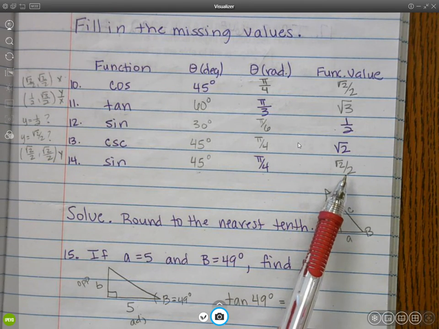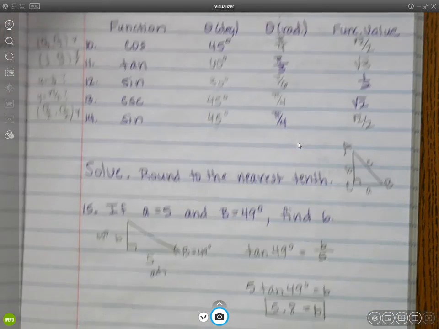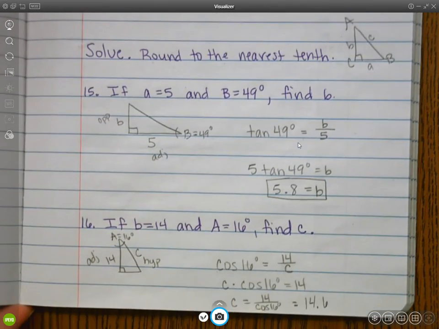Alright, so starting probably tomorrow, maybe Friday, or I may wait and do them next week, but sometime in the near future you're going to get little quizzes every couple of days where you're just answering questions like this. If I say sine of 30 degrees, you have to be able to give me an answer without your unit circle. So make sure you're studying that unit circle. Alright, so moving on.